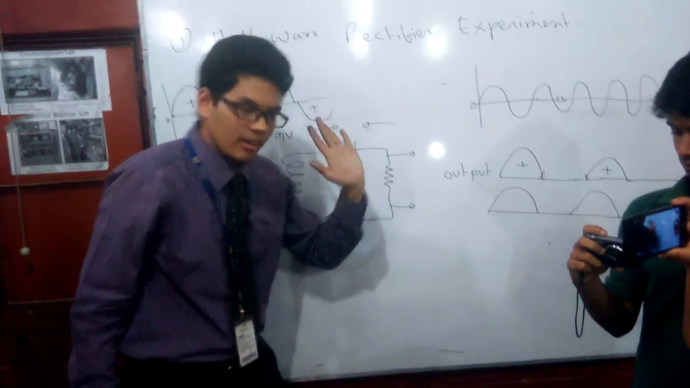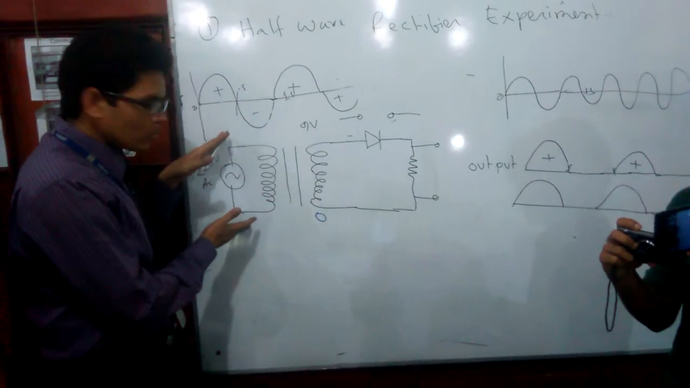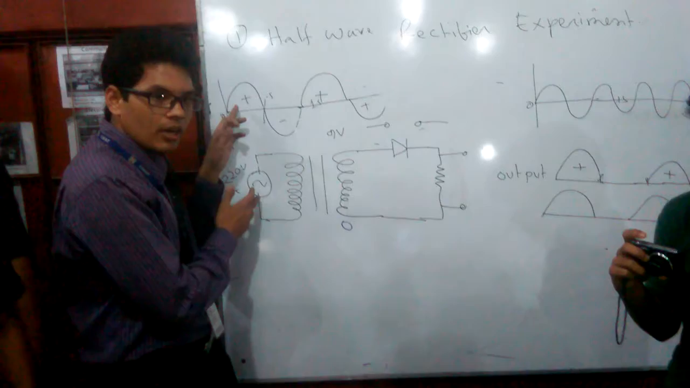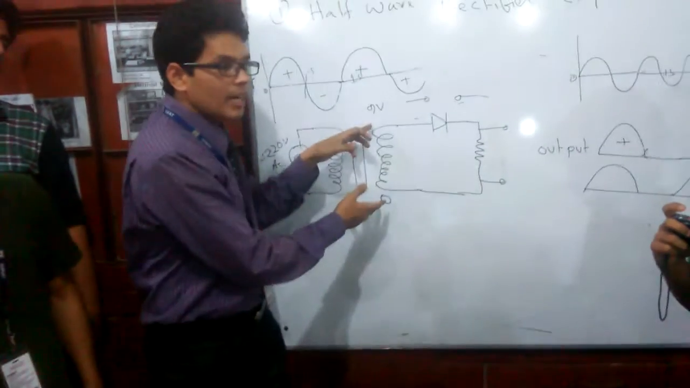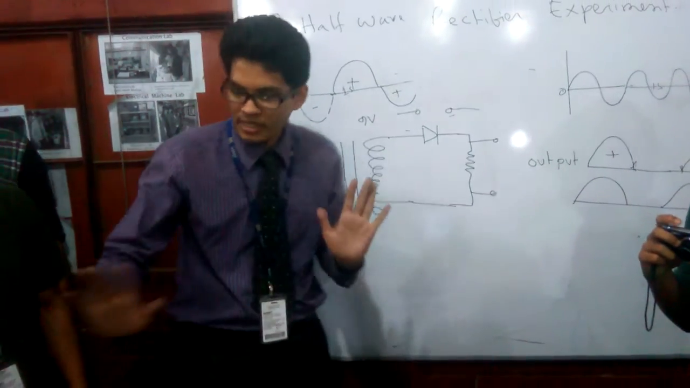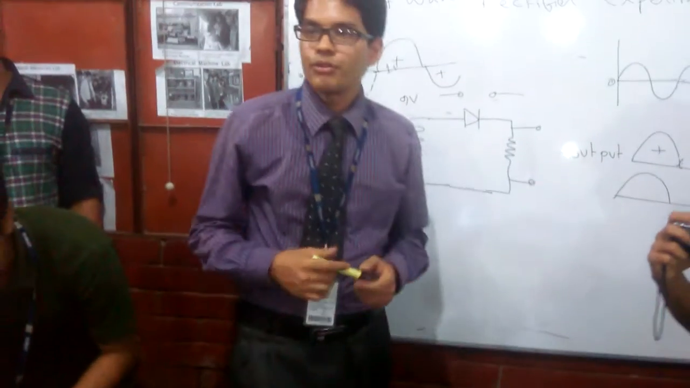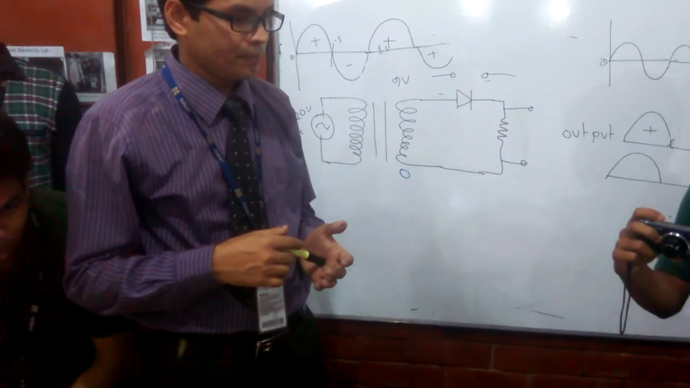Then we will connect the oscilloscope probe across the resistor and observe the output signal. First of all, we will connect the secondary of the transformer to one channel of the oscilloscope and observe the input signal. And for measurements, write down the frequency for the input signal.